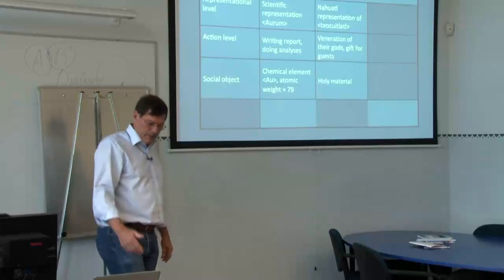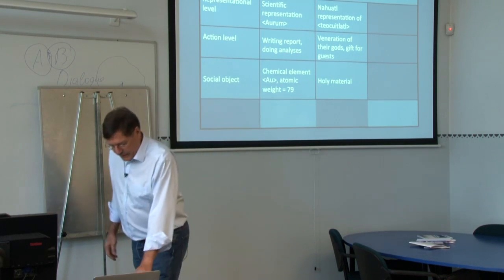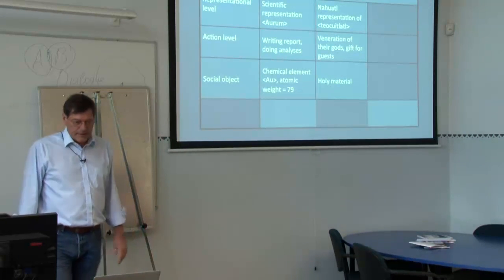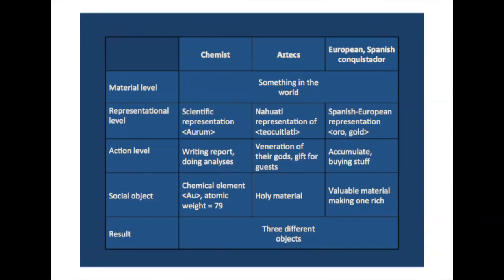We all know that approximately at the time when the Aztecs lived, the Spanish arrived as conquistadores, and they also met this, they found this something in the world. And they applied a different representation to the thing. They applied a representation that accorded to the Spanish-European representation of oro, of gold: gold, wonderful.